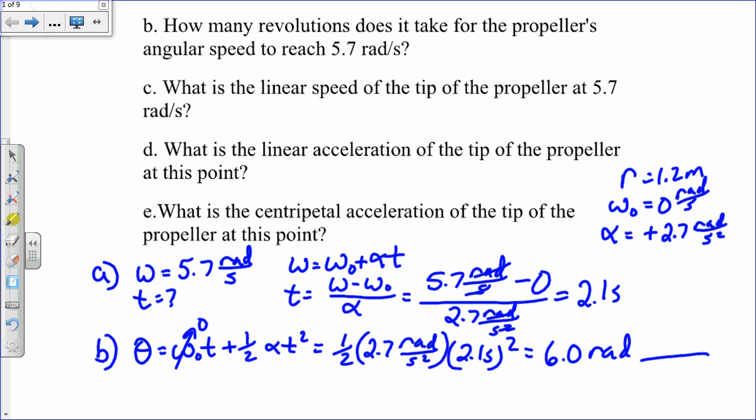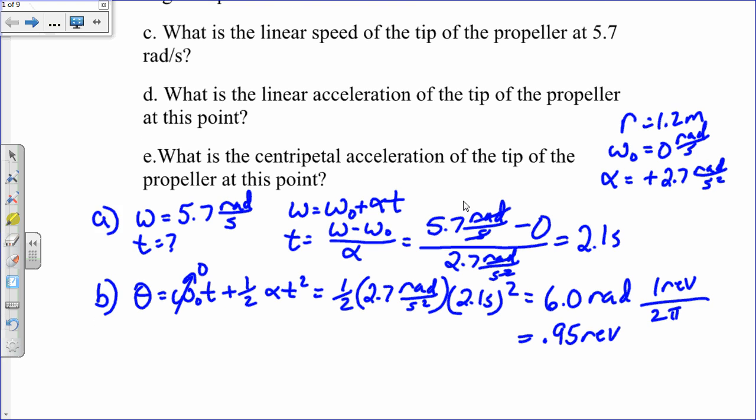But I want to know this in revolutions. Specifically in revolutions, that's 6 over 2 pi, which is 0.95. Alright, what is the linear speed of the tip at 5.7 radians per second?